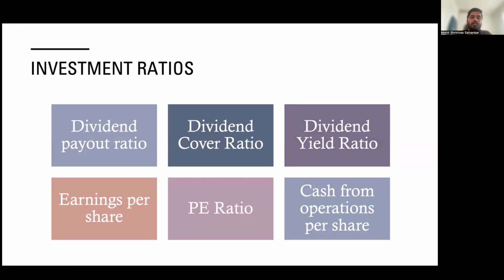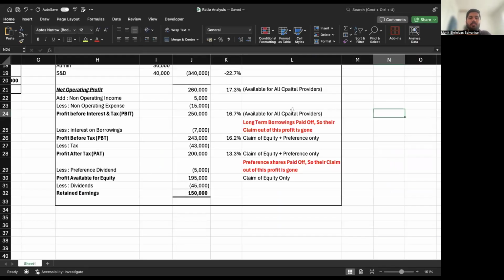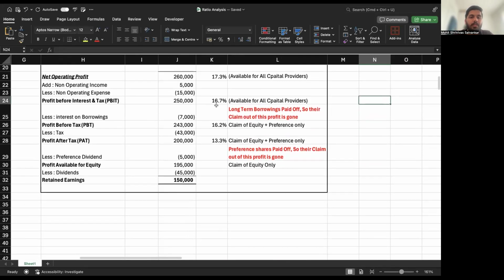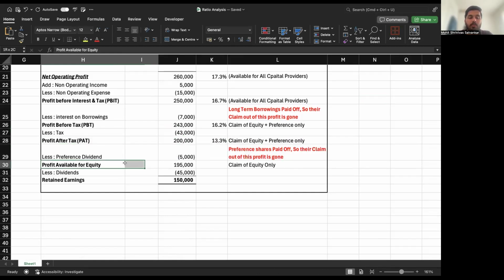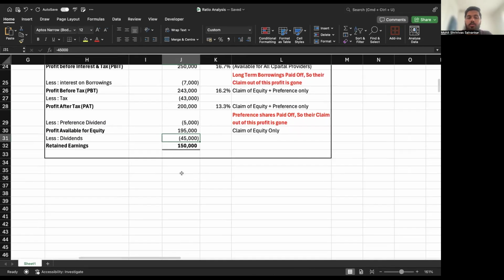As we looked at this Excel sheet, the profit and loss statement, at this stage the profit belonged to preference and equity. After this, we paid the preference dividend. Then what remains is entirely for the equity shareholders. This is the profit available for equity shareholders. Out of this, the company decides to pay a dividend of 45,000. So the question is, how much percentage of this is distributed as dividend?